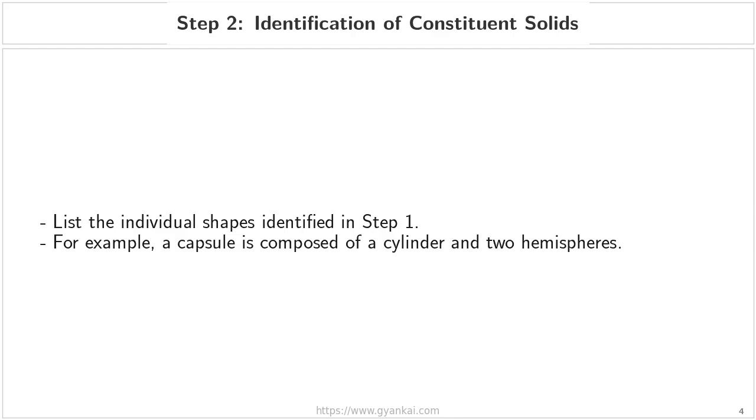If you look at a standard medicinal capsule, you will see it isn't just one single shape. Rather, it is composed of a central cylinder with a hemisphere attached to each end, so a cylinder and two hemispheres. By listing them out clearly like this, you create a roadmap for the next steps, where we will extract the dimensions and apply our formulas.